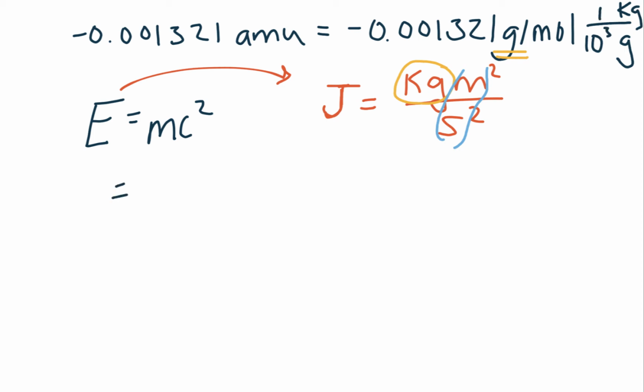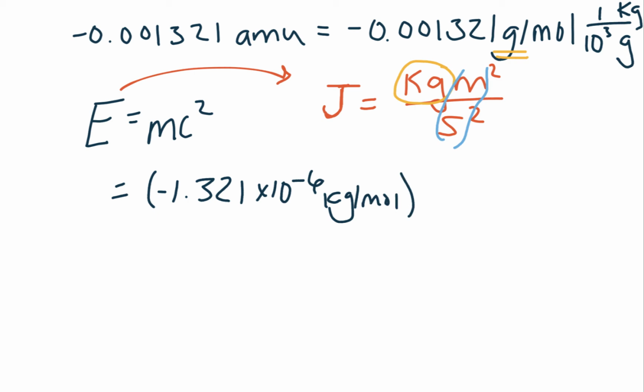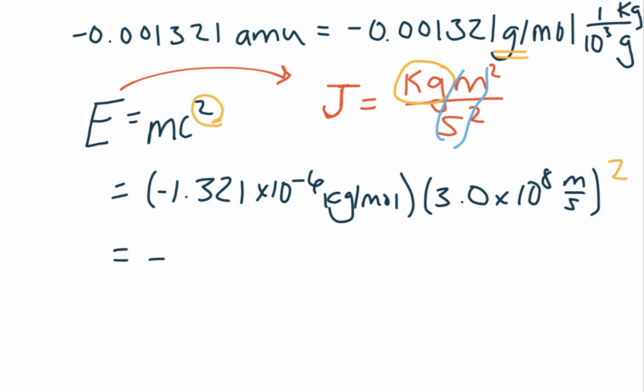If we write that in scientific notation, that will be 1.321 times 10 to the negative 6 kilograms per mole. And then the speed of light is a constant, 3 times 10 to the 8th meters per second. You can find that on your reference sheet. And then because this is squared, we will also square this. So when you multiply that out, you get negative 1.19 times 10 to the 11 kilograms meters squared per second squared moles.